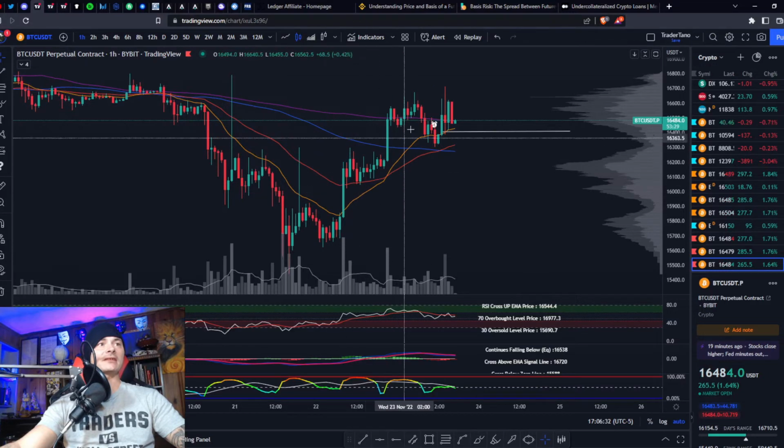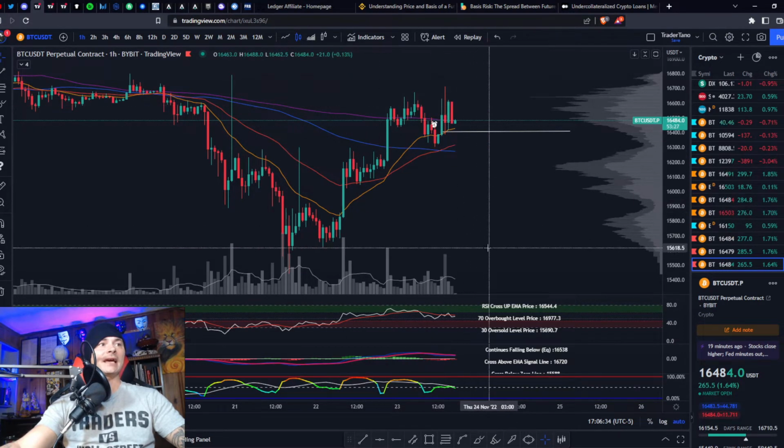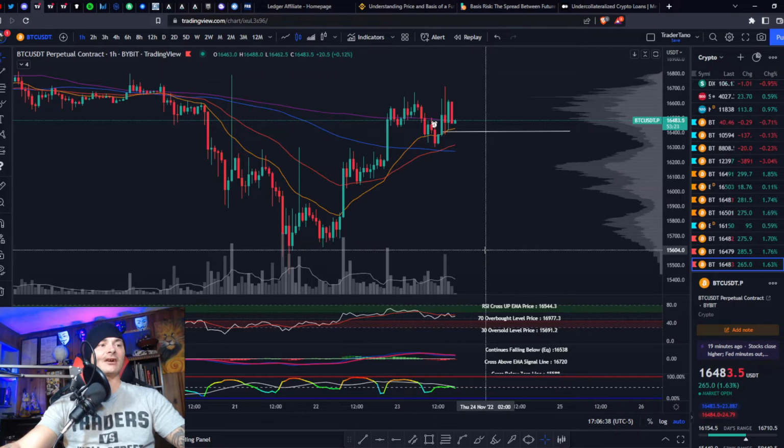16,250, and I would expect this to be one massive bull trap, and I would expect this to go all the way back down to 15,600.